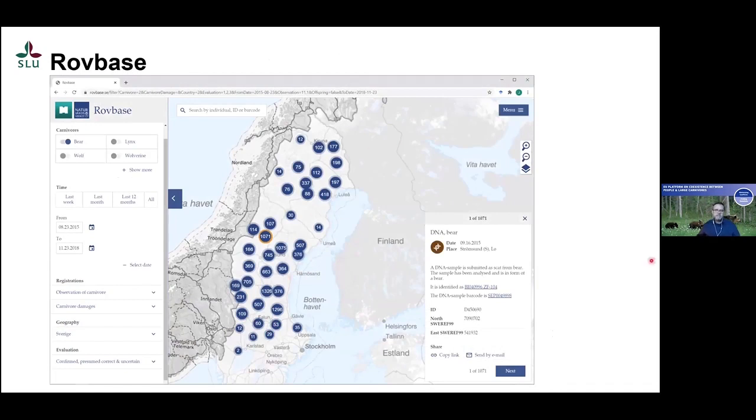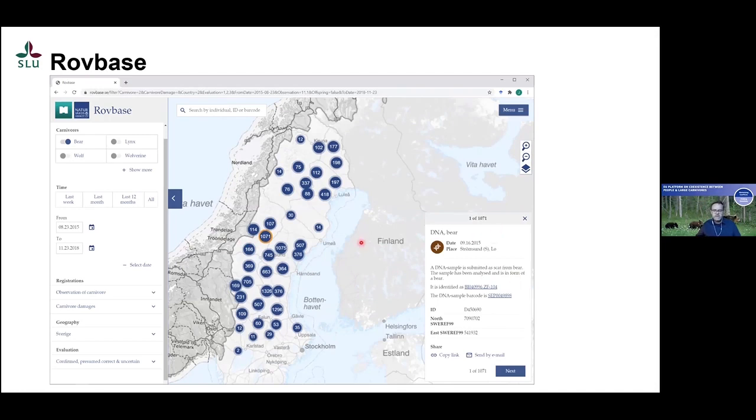I will give you an example from Rovbase. There are two versions of this, one that the managers are putting all the data in, and one drawing from the same data that is available for the public. So I did a small search in the public version for data between 2015 and 2018 of bears, and you find all the analyzed bear individuals in this area. You can click on them and get information. And in this case, I clicked on this round point, and it actually contains data for 1,000 individuals.